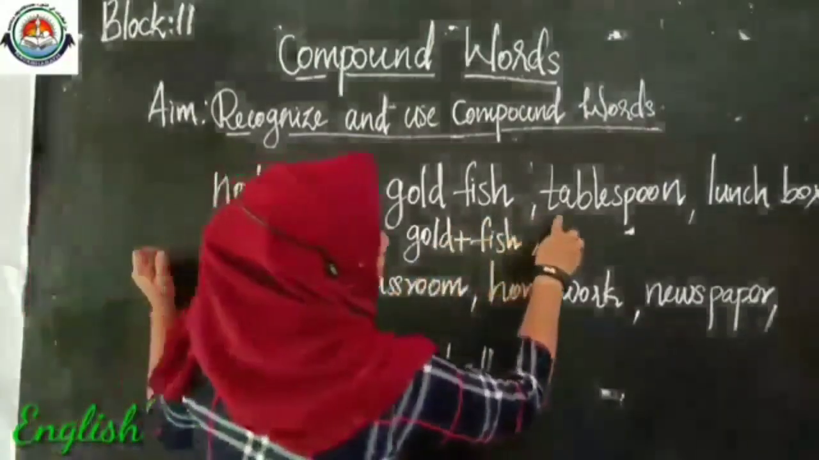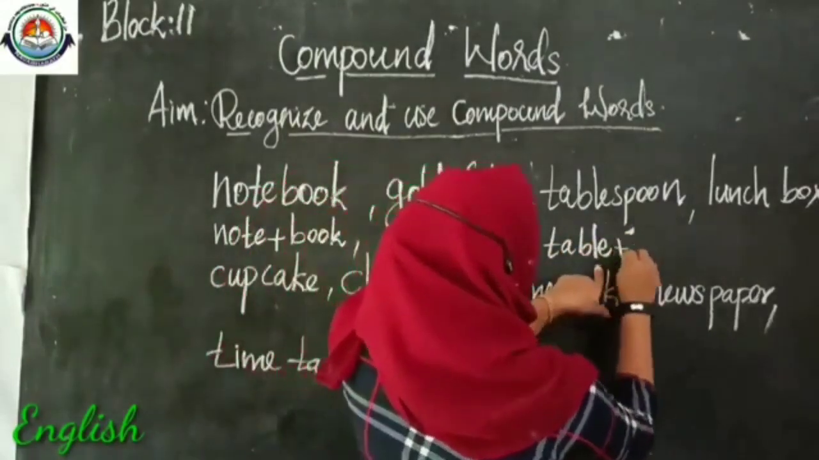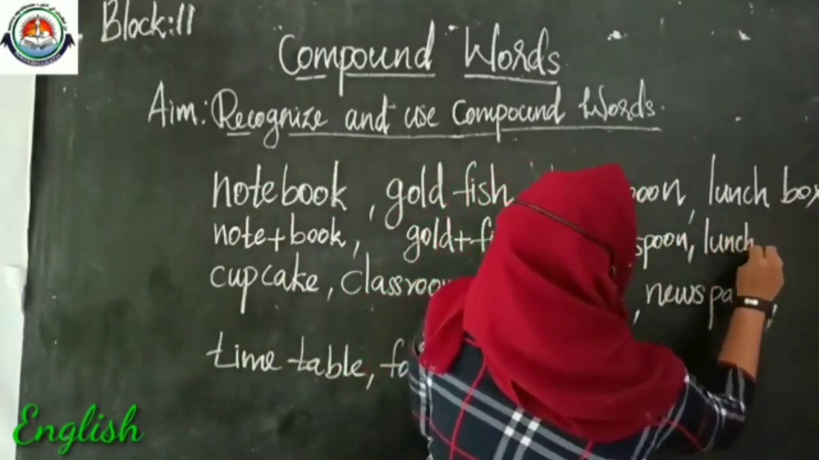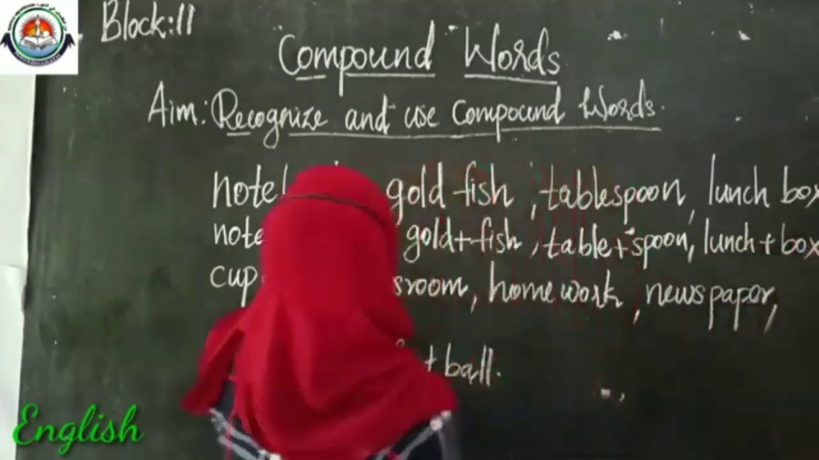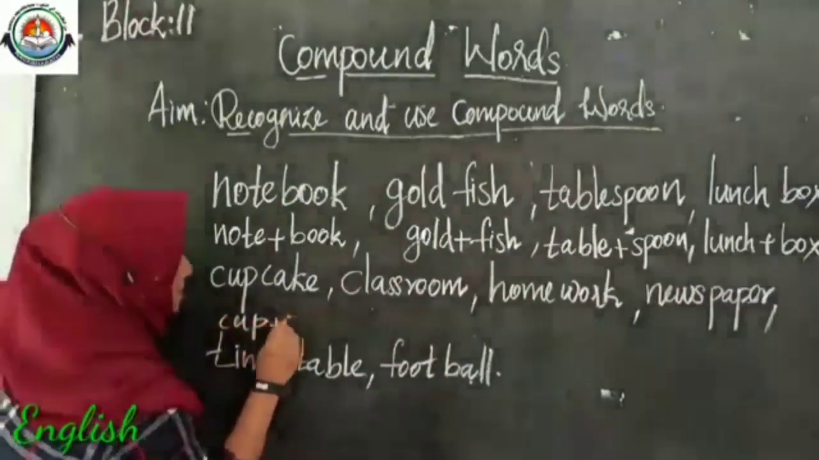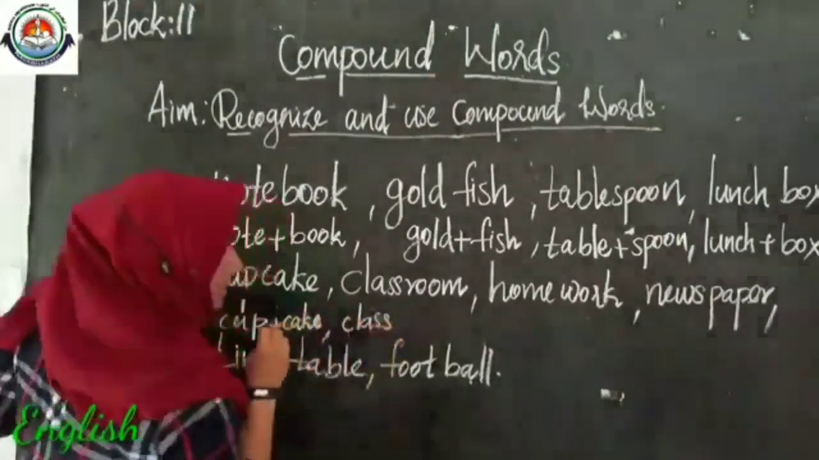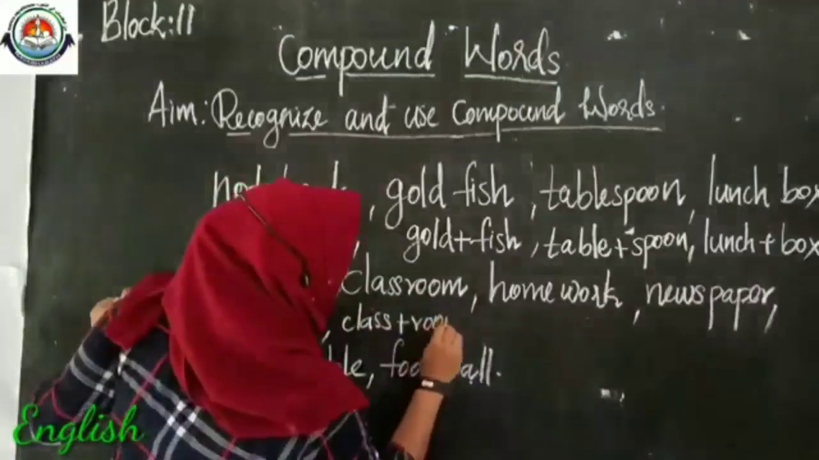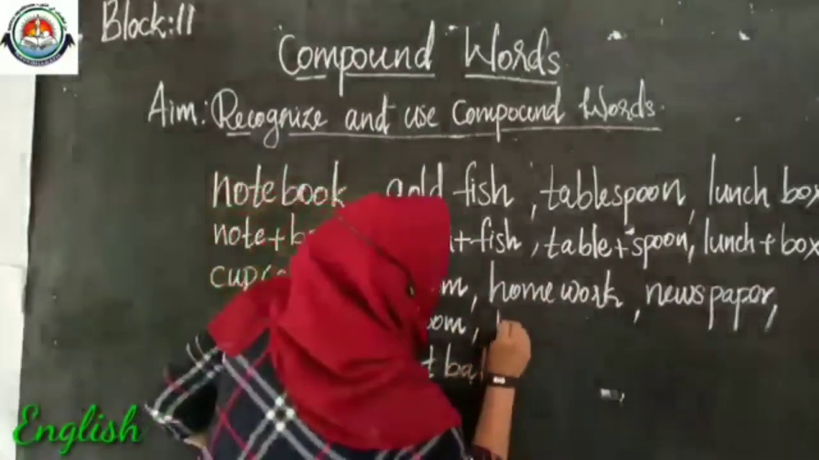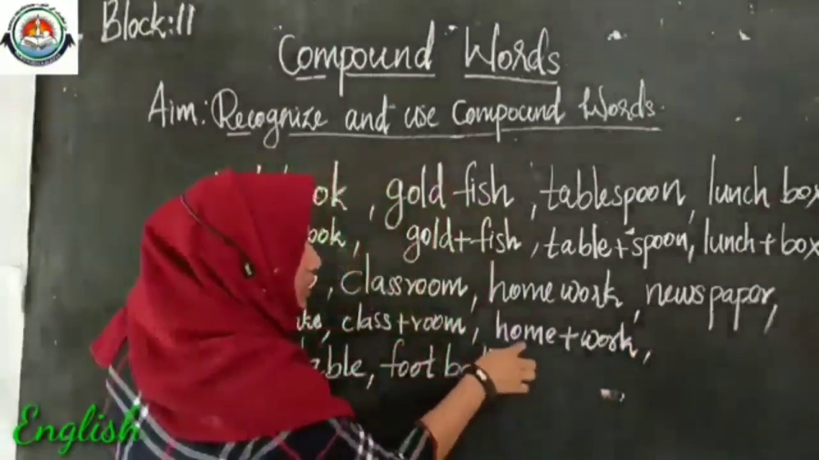Then tablespoon. So we can write in this way, table plus spoon, and lunch box. It is lunch plus box, and here cupcake. So we can write this way, cup plus cake. Then next, classroom. It is class plus room, and home plus work, homework.